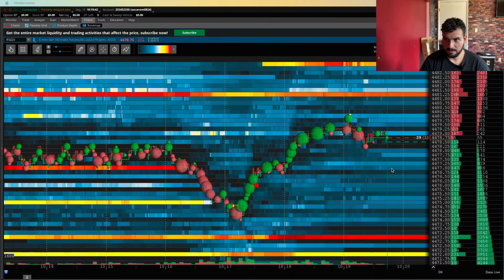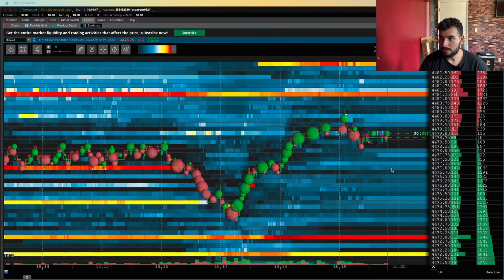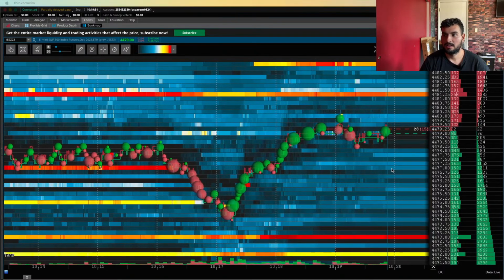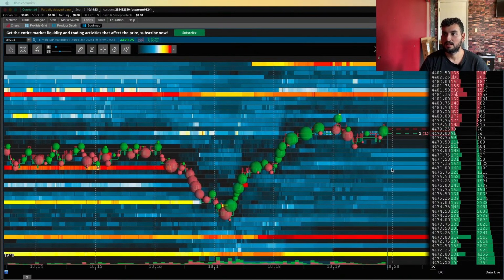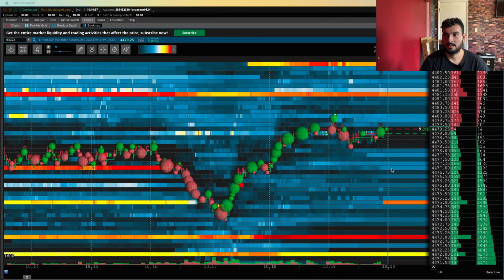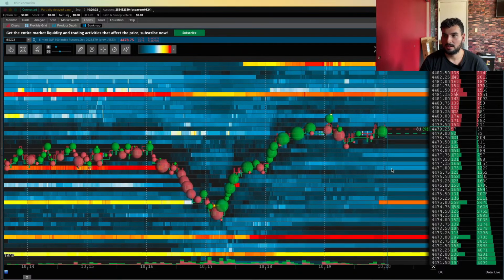No continuation still from buyers. Are we building up liquidity here to push up, or are we going to reject? And this is the 3-minute chart that I'm on.